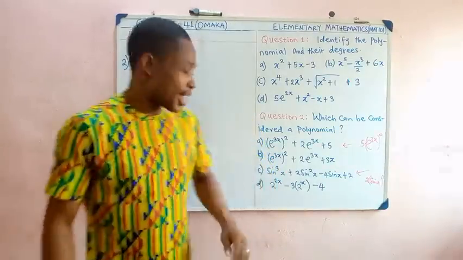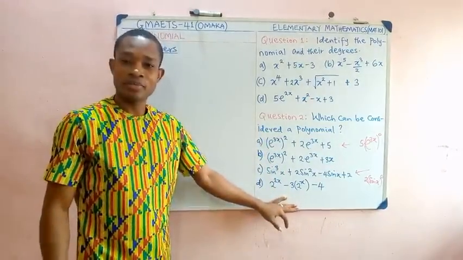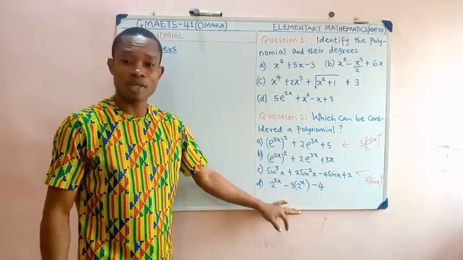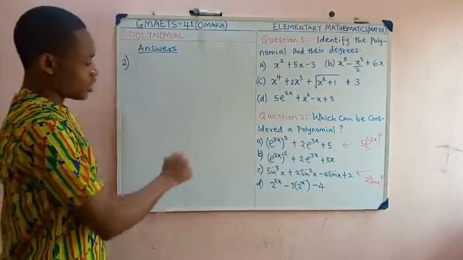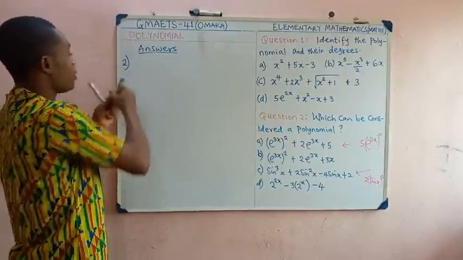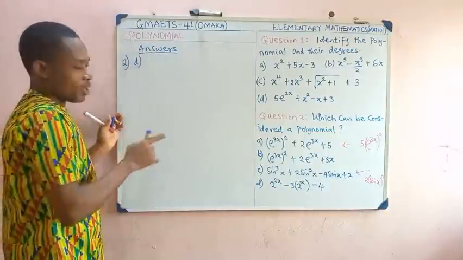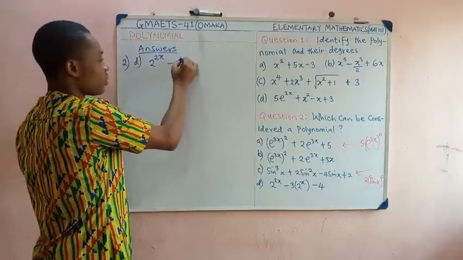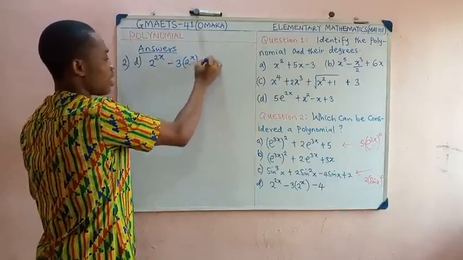And now we want to look at the last expression here. Is that okay? We have to find out whether it can be considered as a polynomial or not. Okay, let's look at this. So I'll write for 2d, what we have there is 2 raised to the power 2x, then minus 3 brackets 2 raised to the power x minus 4.